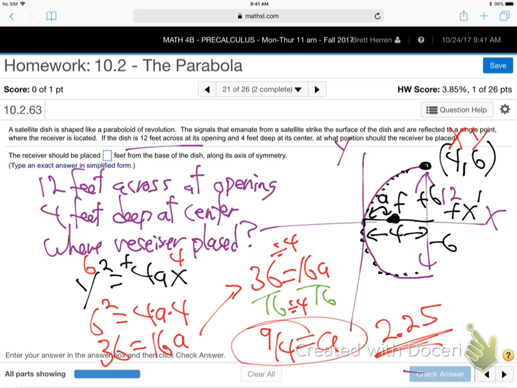So they should put that receiver 2.25, what are we talking, feet from the center. That's where they should put it. And it'll aim everything right at that receiver. That's how they find this.